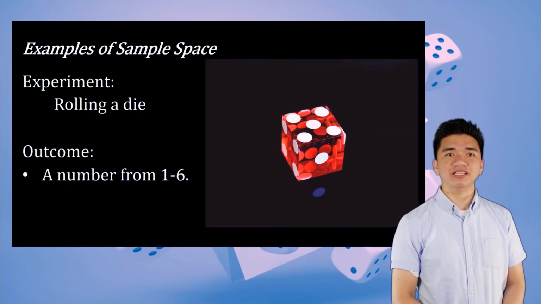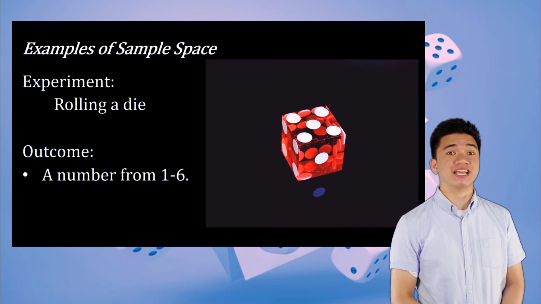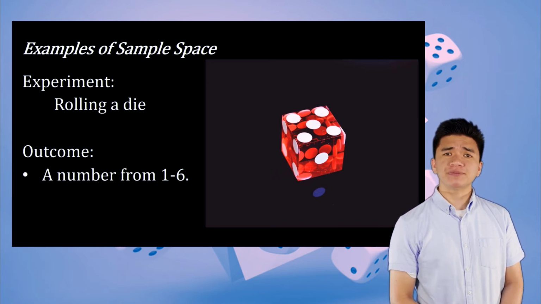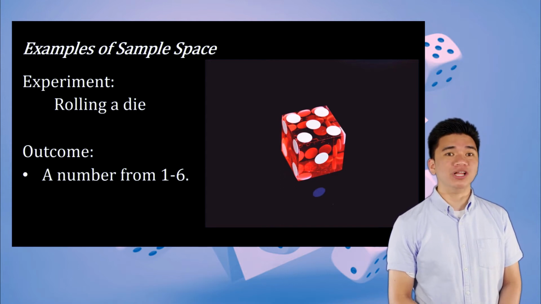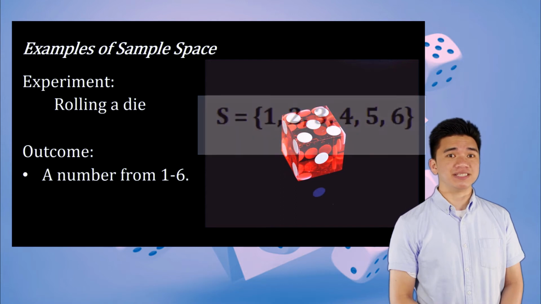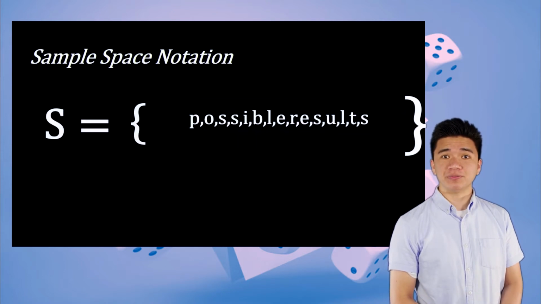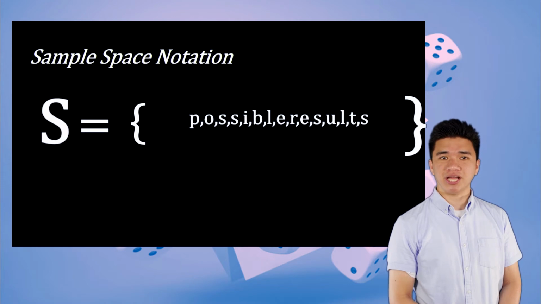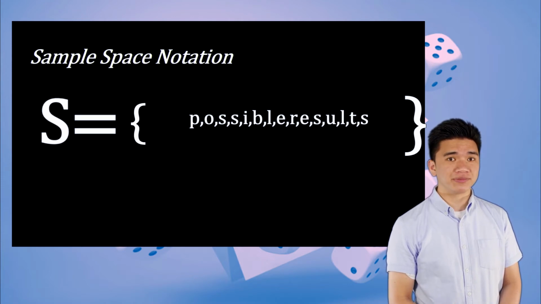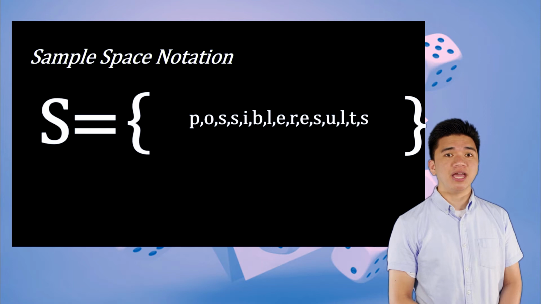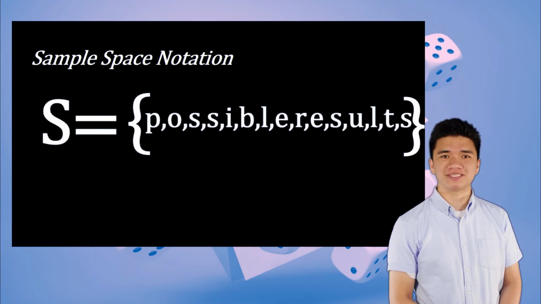Now, let us identify the outcome and sample space of this experiment. For an experiment rolling a die, the outcome would be a number from 1 to 6. The sample space is S = {1, 2, 3, 4, 5, 6}. To write the sample space correctly, start with the capital letter S, followed by an equal sign, then an open-close parenthesis, and a comma in between the possible results. Remember to follow this way of writing your sample space.